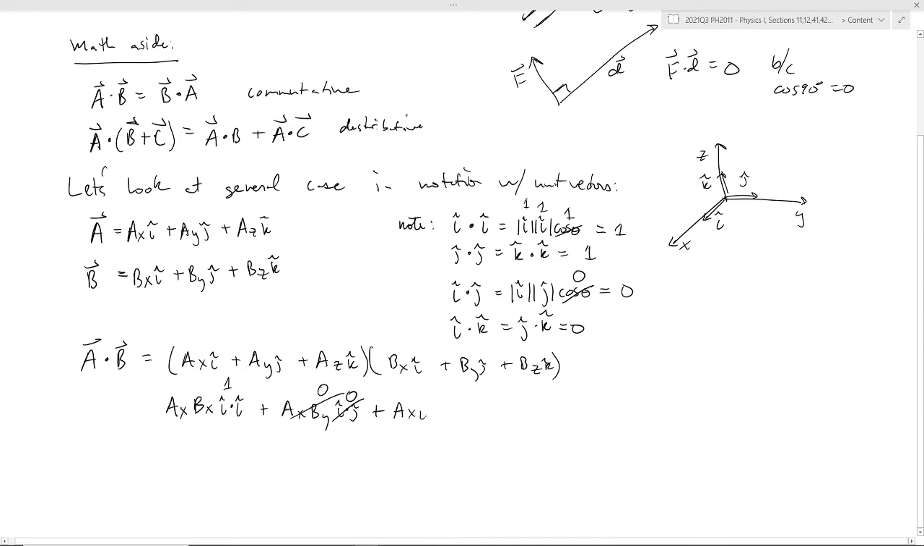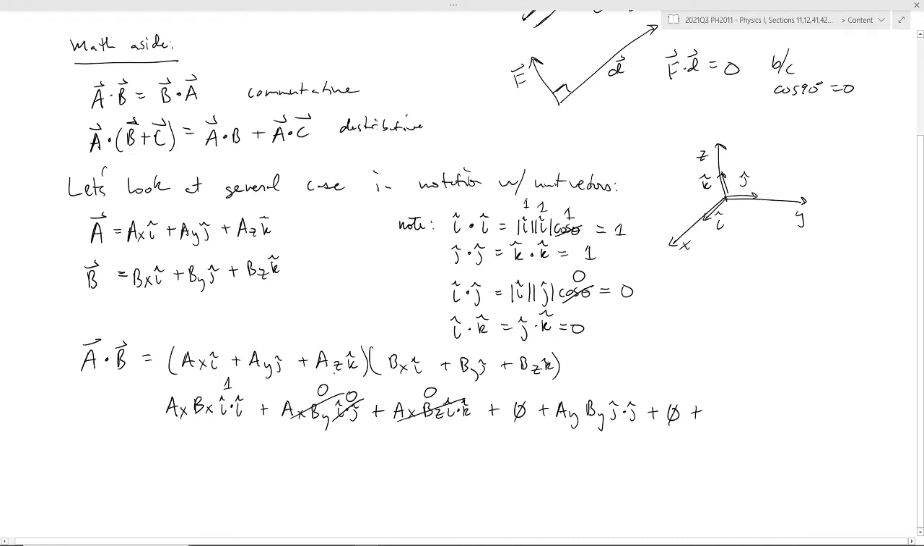Plus, we'll go through it in gory detail for the purpose of this reference video, AX BZ, I hat dot K hat, that one would give you 0. And then we would have to do the next set of terms. So notice AY BX is going to give us 0 because we'd have J hat dot I hat. Plus AY BY, that one will give us a value. Those are the y terms. And then AY BZ, that term would give us 0.